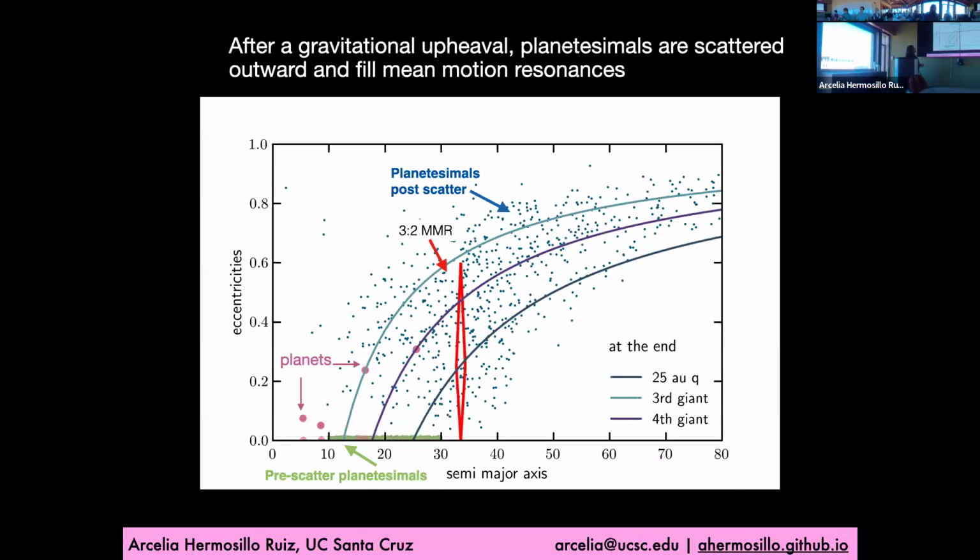So one project that I'm presenting is with that in mind. I said that it's very computationally expensive to run the upheaval, so I'm not going to do that. Instead, I'm going to assume that that upheaval happened and populated this region right here. That red diamond is the 3-2 mean motion resonance.